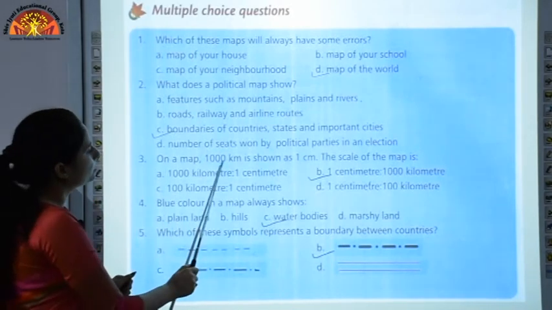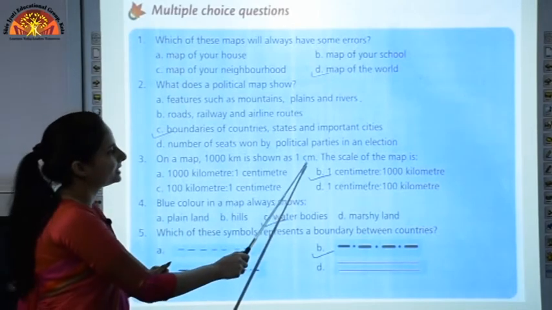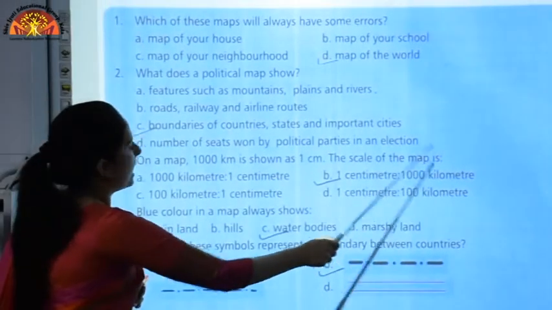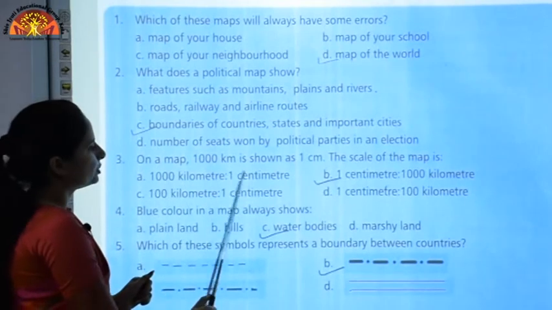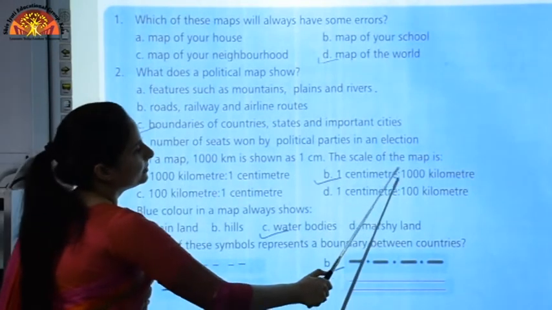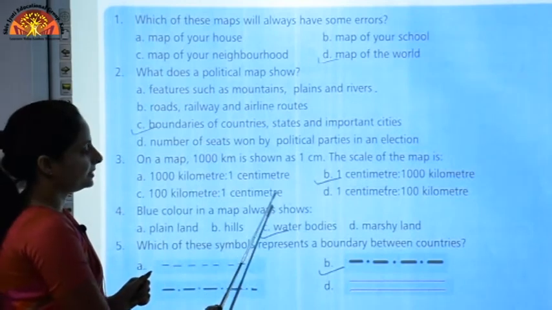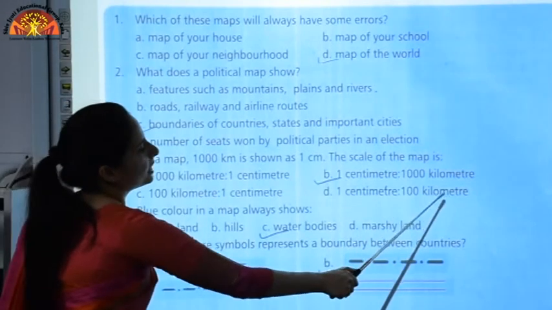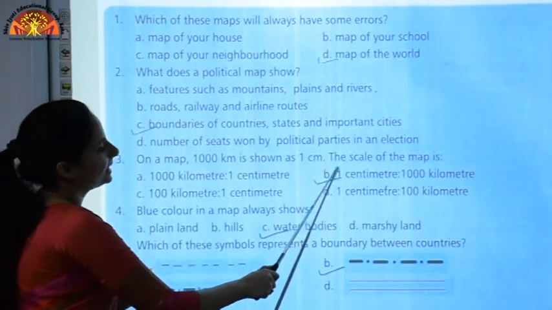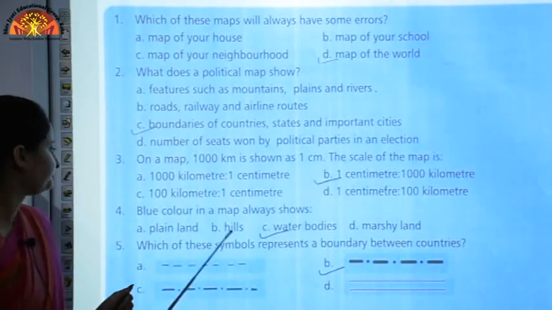On a map, 1000 kilometers is shown as 1 centimeter. The scale of the map is 1000 kilometers ratio 1 centimeter, 1 centimeter ratio 1000 kilometers, 100 kilometers ratio 1 centimeter, 1 centimeter ratio 100 kilometers. So B is the correct option.